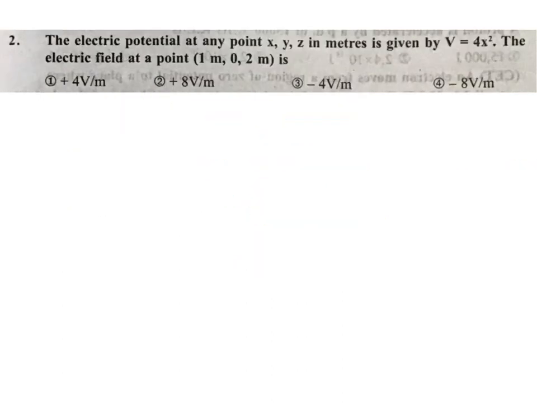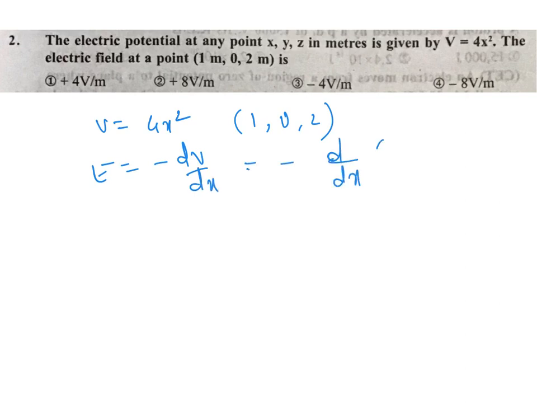The next problem: the electric potential at any point x, y, z in meters is given by V is equal to 4 times x square. The electric field at the point 1, 0, 2 is the question, correct? As you know, the electric field is equal to minus dV divided by dx, in the sense minus d by dx of 4x square. The differentiation of 4x square is 8x, right?